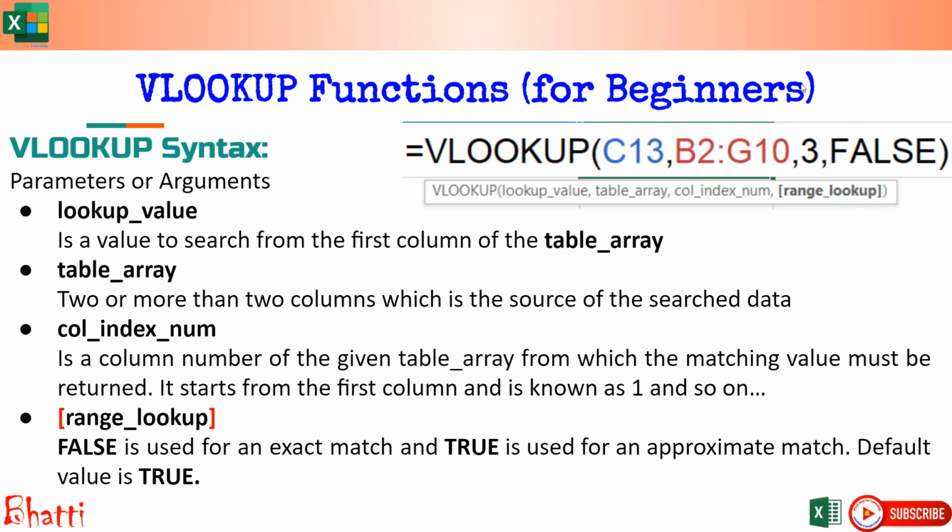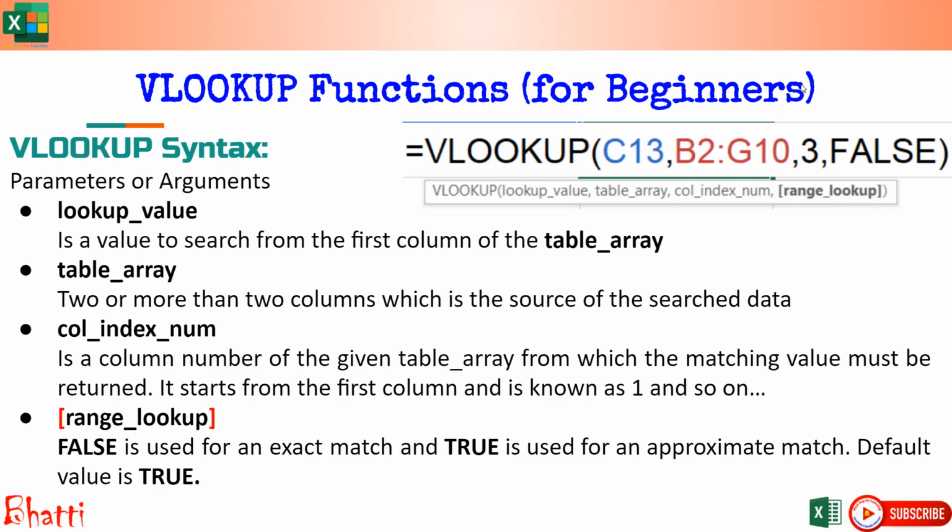Syntax of the VLOOKUP function: it has four inputs as mentioned on the right side in the syntax. VLOOKUP C13, where C13 is the lookup value. B2 to G10, this is the table array. 3, this is the column index number, and the last one is FALSE, which is the range lookup.